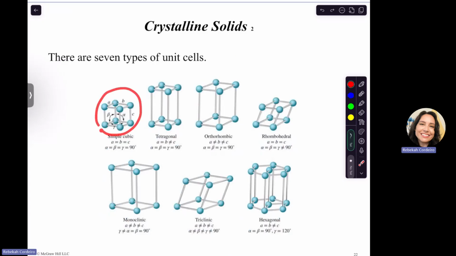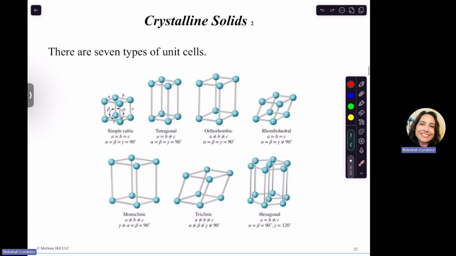We're going to be talking about a simple cubic cell. It's a cube, so each side, A, B, C, is the same length, and then each angle is 90 degrees. So we're only going to be focusing on the simple cubic cell for this class.